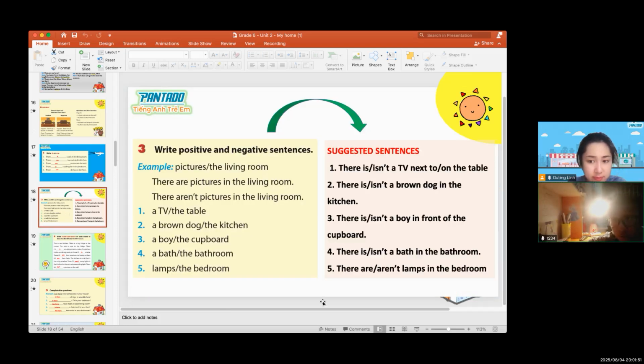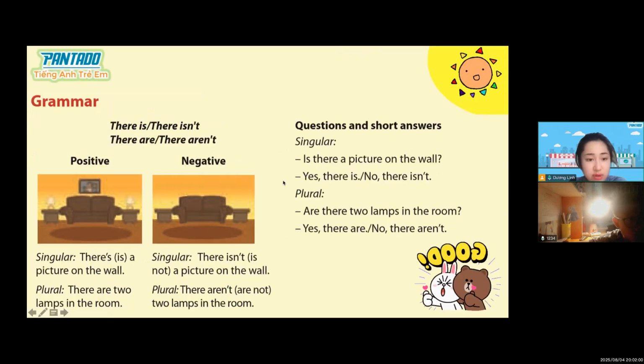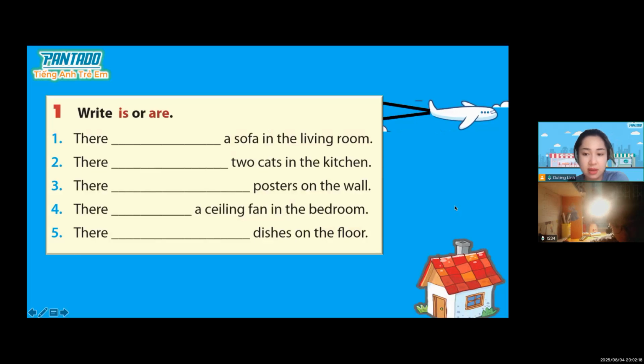Hello. So today we will study Unit 2. Continue to study this Unit 2. Okay, look at the slide. Can you see there is and there isn't and there are, there aren't? I think it is quite similar with you. Is that right? Yes. Okay, maybe it is very easy.